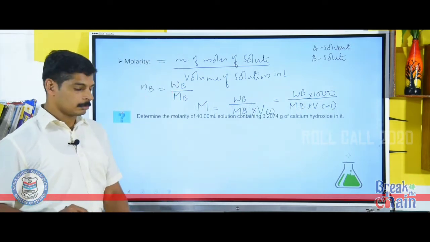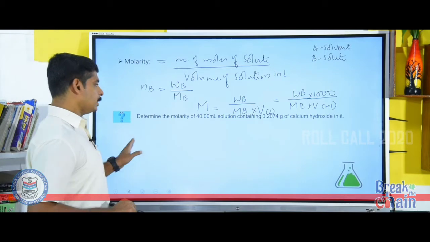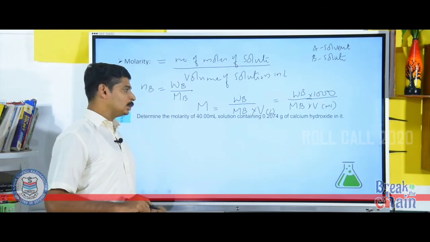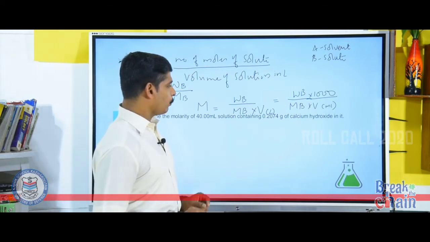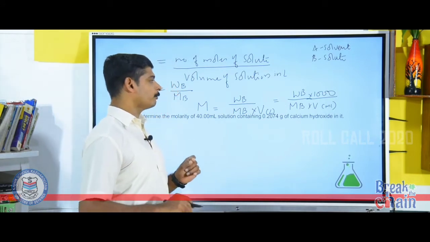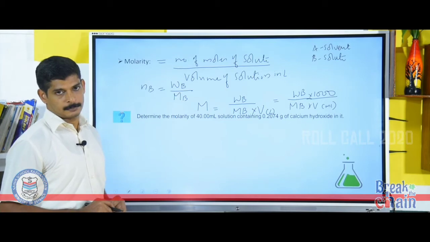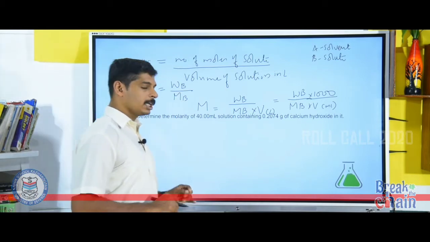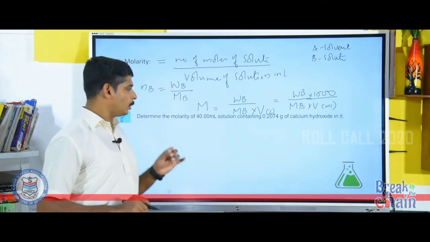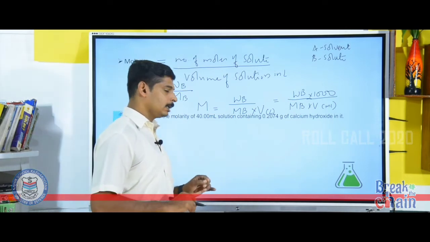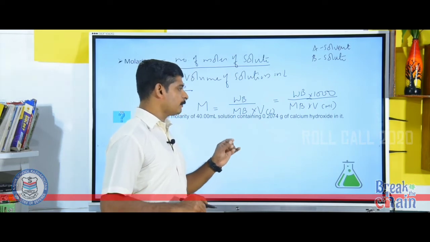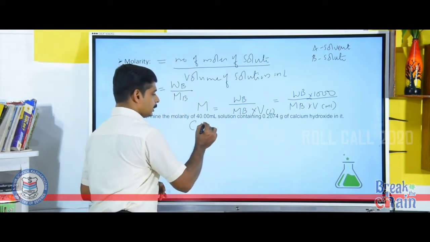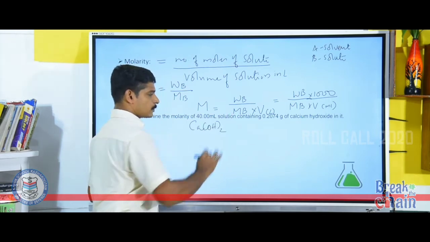Okay. Now, you read this question. Determine the molarity of 40.00 ml solution containing 0.2074 gram of calcium hydroxide in it. Read the question once more. Determine the molarity of 40.00 ml solution containing 0.2074 gram of calcium hydroxide. So, what is the solute here? It is calcium hydroxide, isn't it?